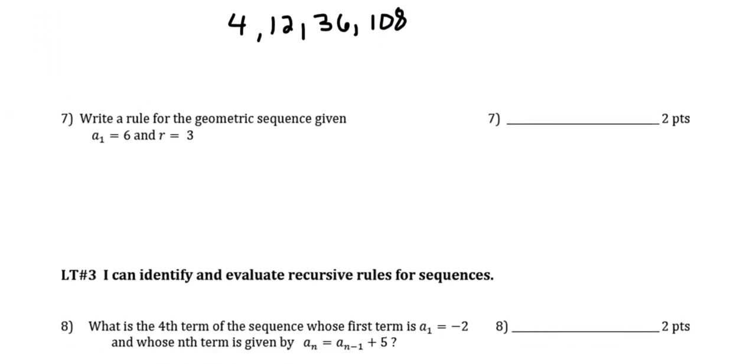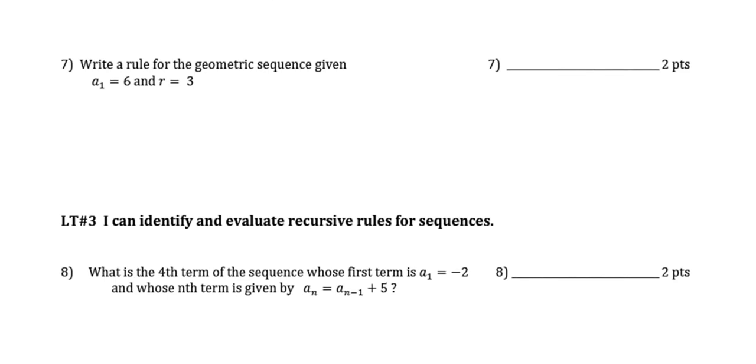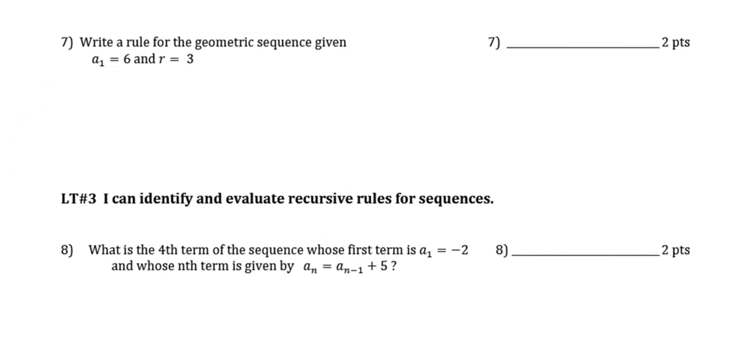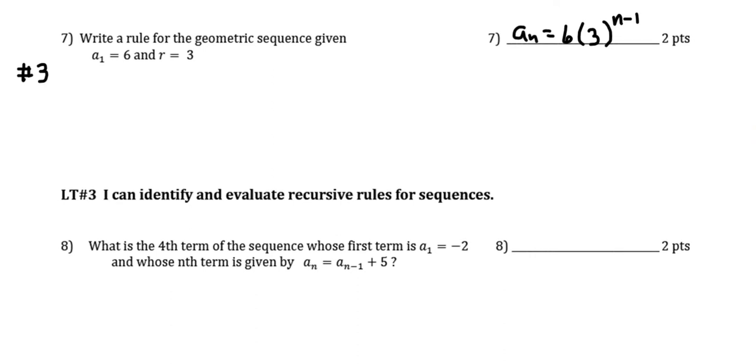All right, number 7. Write a rule for the geometric sequence, so formula number 3 again. I'll try to stick with that this time. AN equals A1, which is 6, times R, which is 3, to the N minus 1. So, pretty straightforward if you just use the right formula.